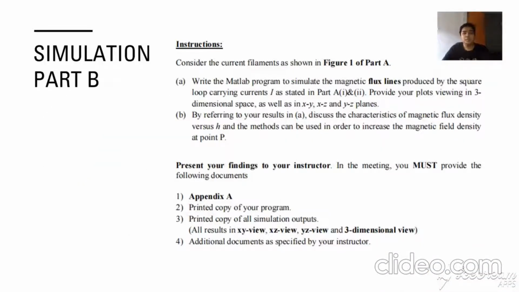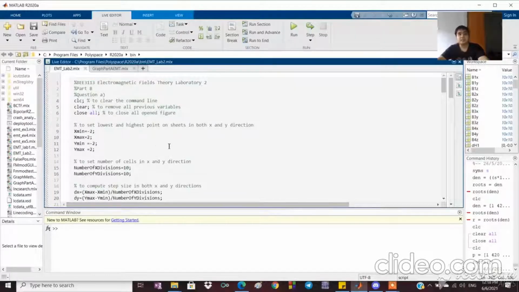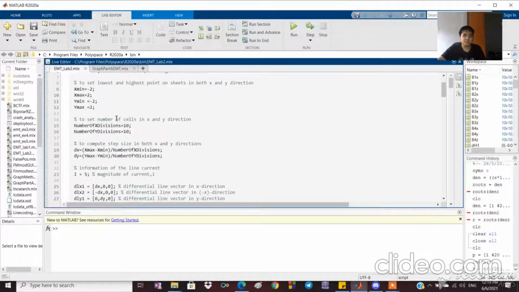Now, for part B, question A, we are going to simulate the magnetic flux lines produced by the square loop carrying the current as stated in part A, 1 and 2 using MATLAB. For the first part here, we show the minimum and maximum position of the lines, which are the lines x equals -2, x equals 2, y equals -2, and y equals 2. Then we set the number of x divisions equal to 10, and the number of y divisions equal to 10. This is to set up the number of cells in the x and y directions.